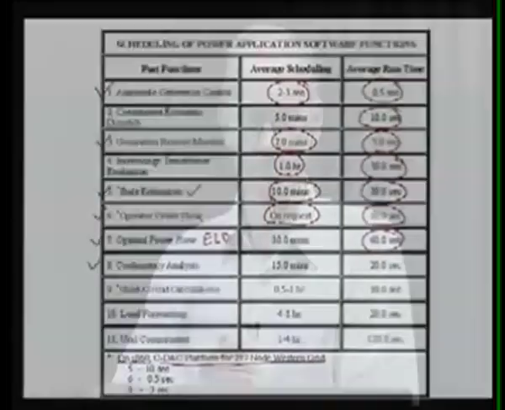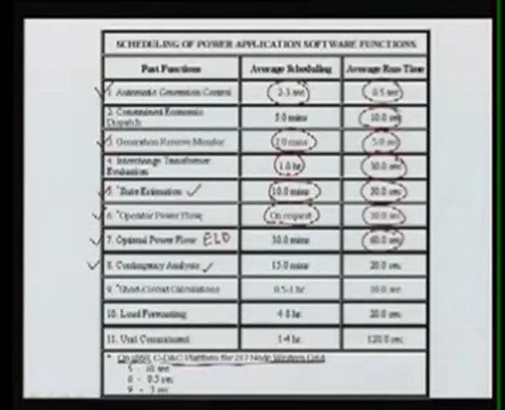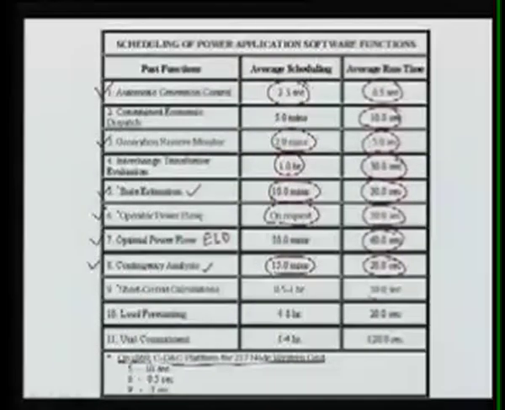So all these three processes are included in the contingency analysis, and this requires at least 20 seconds for the average run time, but here the average scheduling time is 15 minutes. We also require the short circuit calculation, and again it depends on the system, and that calculation requires here 10 seconds.